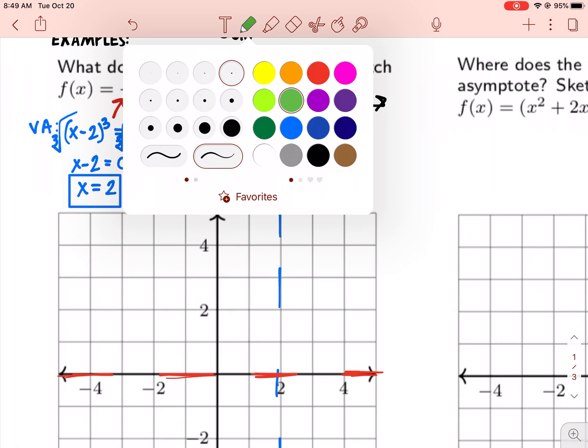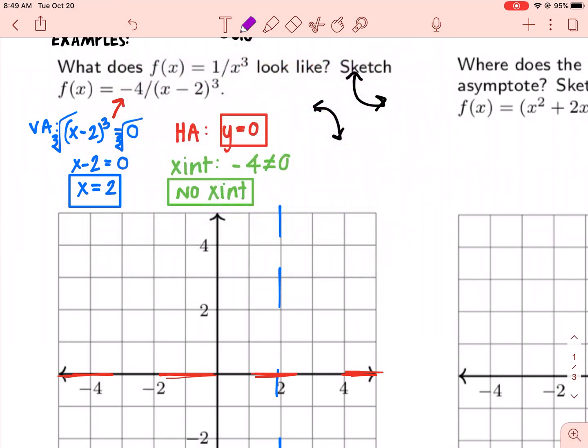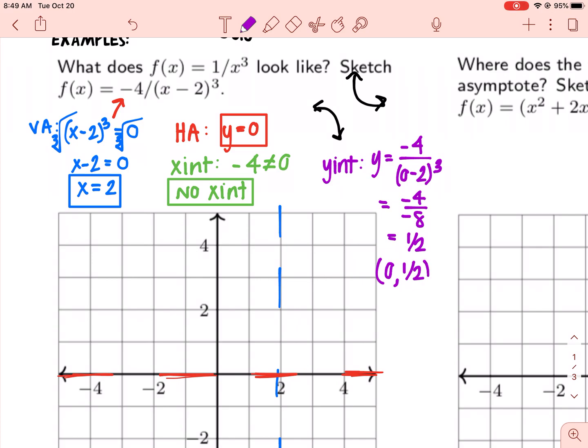y-intercept, we can solve for that. It would be y equals -4 over 0 minus 2 cubed. -2 to the third power is -8. So I would get +1/2. That's the coordinate point here. You can graph that.